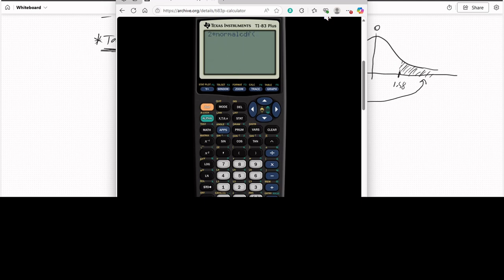And we want to give it the values. We were just going to find the right side of the right tail and then multiply by 2. So we start at a z-score of 1.58, comma. We want to go to infinity because we want to consider everything on the right side. So we're just going to do 10 to the power of 99. Seems like a big enough number, comma.